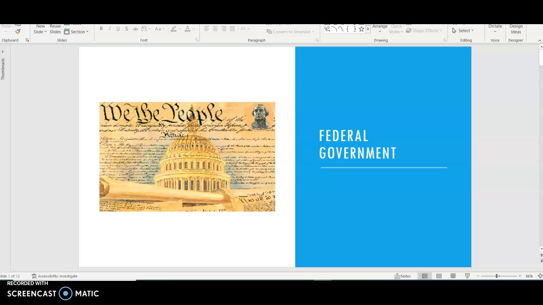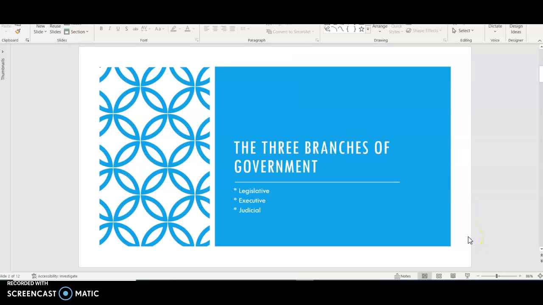We are going to go over the federal government this week. The first part we are going to cover is the legislative branch. The three branches of government are the legislative, the executive, and the judicial. We're going to go over those last two later this week.